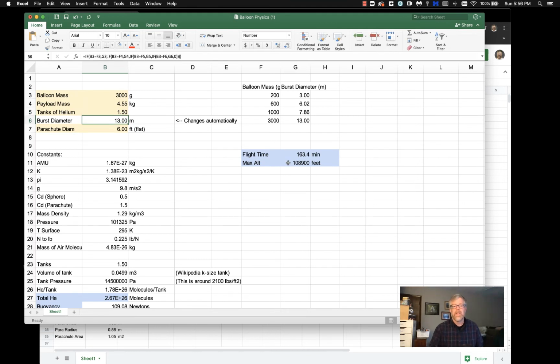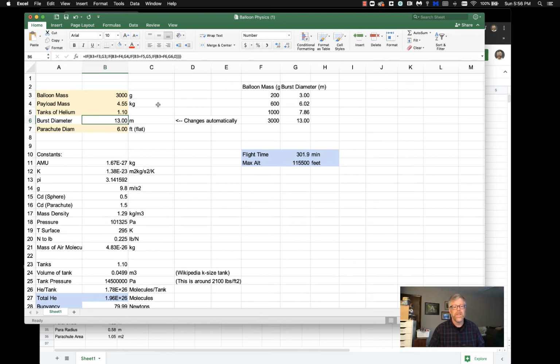All right, so then we get up to 108,000 feet there. If we did like 1.25 tanks of helium, then we get up to even higher because the helium doesn't push out the balloon as much. So you can play with this number to say what is the minimum amount of helium. So this is a very slow flight. It's 300 minutes, 5 hours, and it gets up to about 115,000 feet.